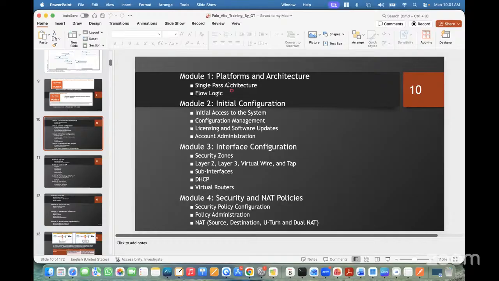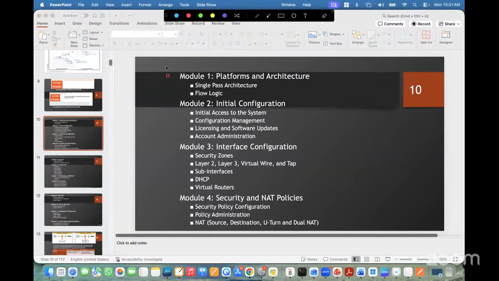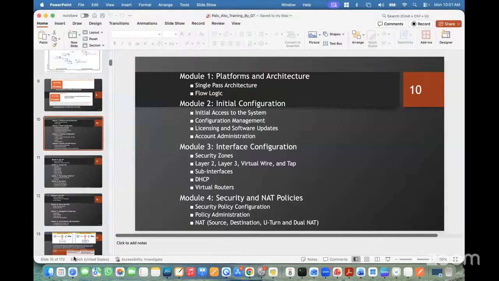So we're starting module one. This is a completely theory module, and in this module the key focus is to understand the architecture of the firewall, along with the step-by-step packet processing of the firewall. All right, let me find one of the documents and then we'll start.